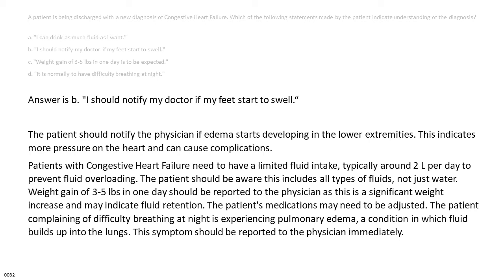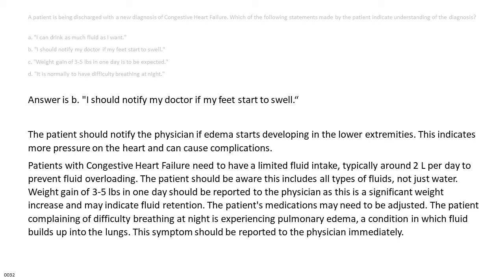Patients with congestive heart failure need to have a limited fluid intake, typically around 2 liters per day to prevent fluid overloading. The patient should be aware this includes all types of fluids, not just water. Weight gain of 3 to 5 pounds in one day should be reported to the physician as this is a significant weight increase and may indicate fluid retention. The patient's medications may need to be adjusted.